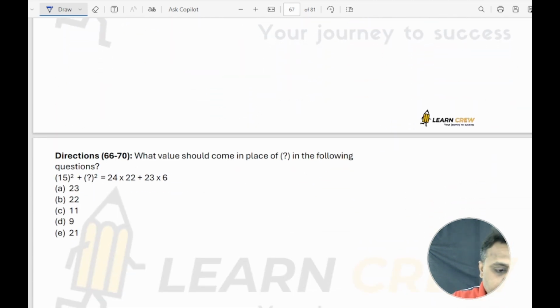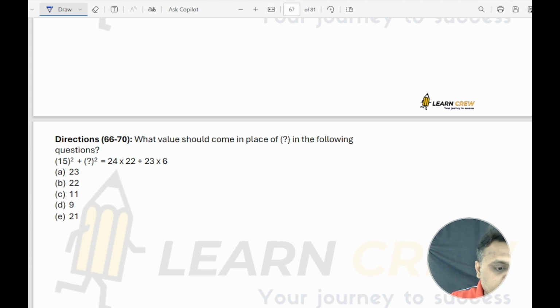Next, questions 66 to 70. What are those questions? Those questions are based on simplification. So in this paper we have more questions on simplification and approximation.